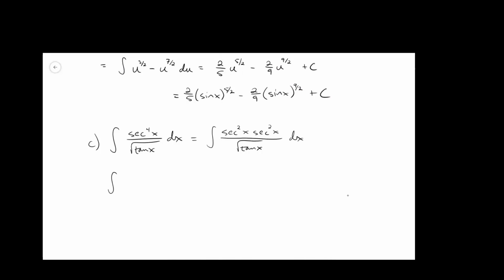So my thought process here is that that tangent's kind of stuck under the radical. I'm pretty much stuck making u be tangent x. And if I do that, then I have my secant squared right here. But if I make u be tangent, then that means everything else needs to be written in terms of tangent except for the du. And so that secant squared, we're going to have to change it into tangent. But we have a way to do that. We can use an identity.